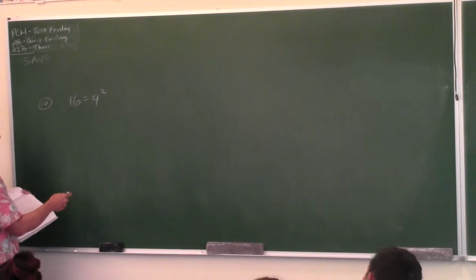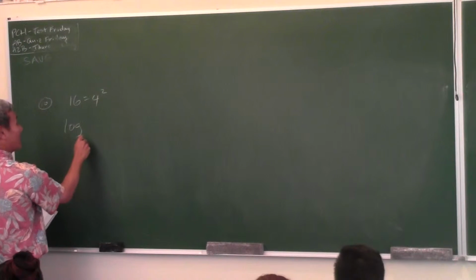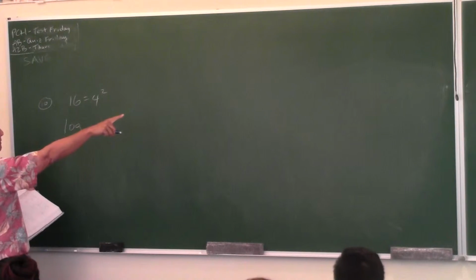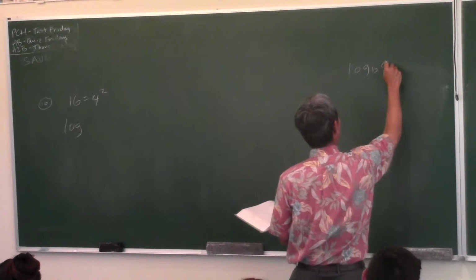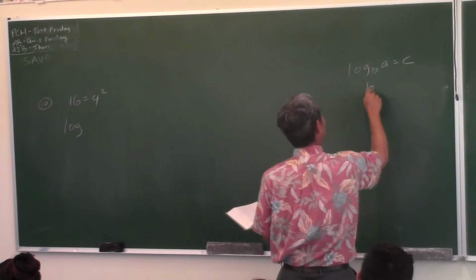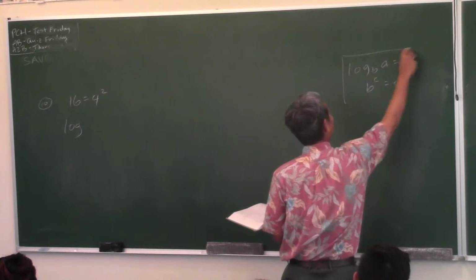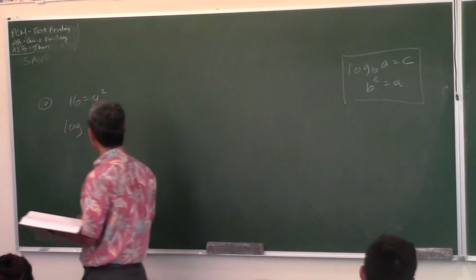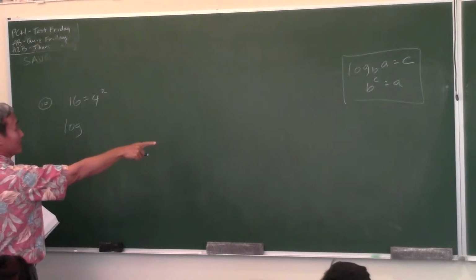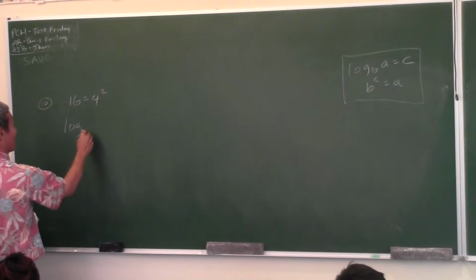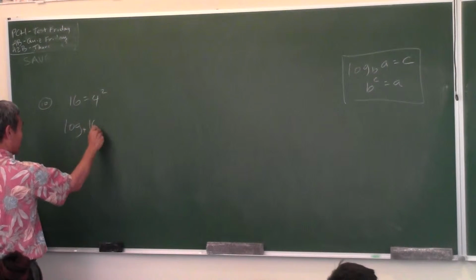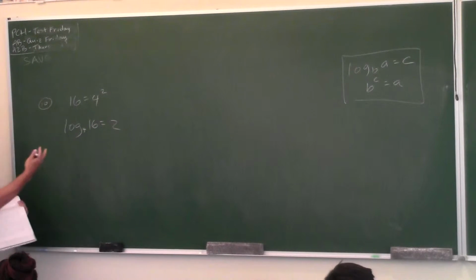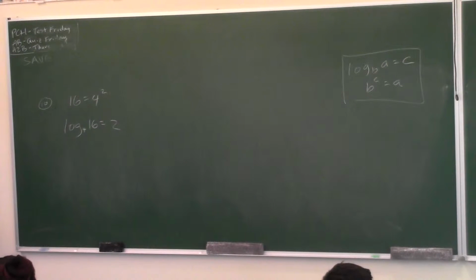Okay, so how would you change this to logarithmic form? You know what? I'll keep it up here. If you have log base b of a equals c, that means the same thing as b to the c equals a. Okay? So change this. This is like the bottom one. So that's the same thing as saying log base 4 of 16 equals 2. That's all you're going to do. You got 3 problems like that. Hopefully after the 3rd one, you're pretty good at it.